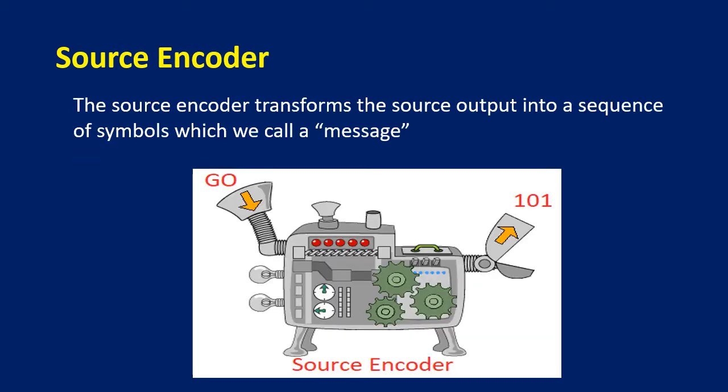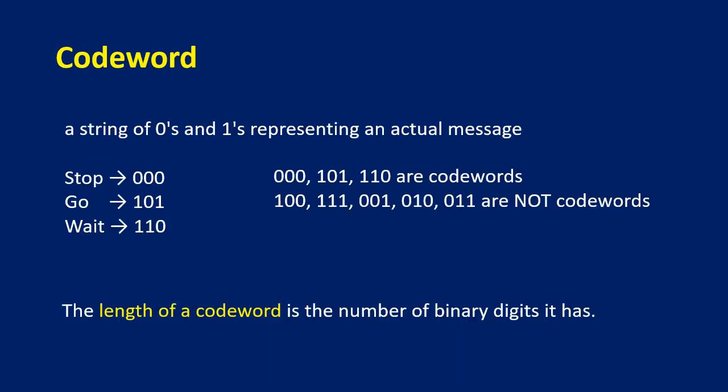Here you have your source encoder. It transforms the source output into a sequence of symbols, usually zeros and ones, that we call a message. For example, this is our source encoder machine. The source input is go, and after going through the machine, it translates it as 101, and this is now your message.